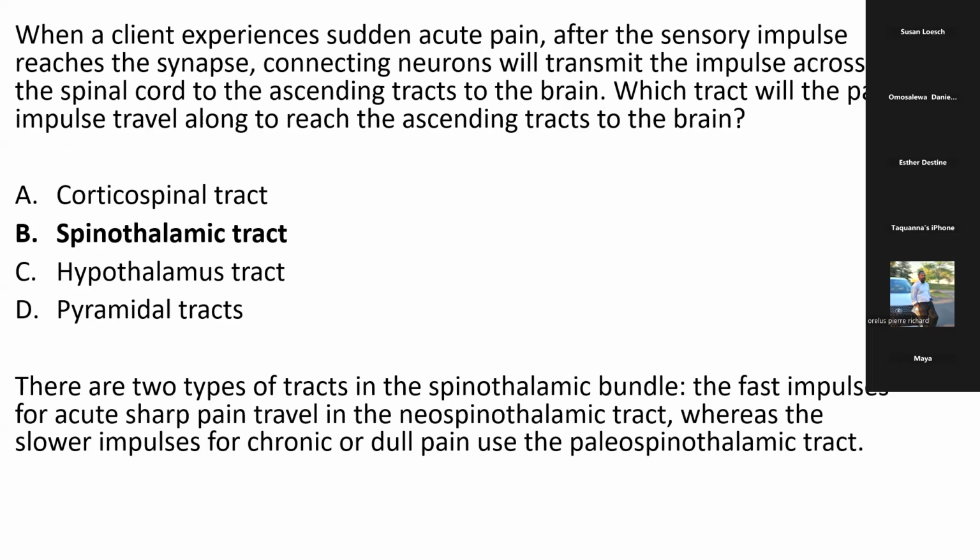And we know that there are two types. The fast ones usually go on the neospinothalamic, the slow ones on the paleo.